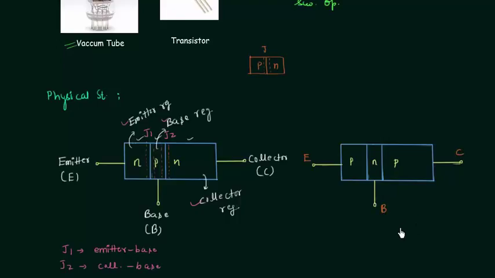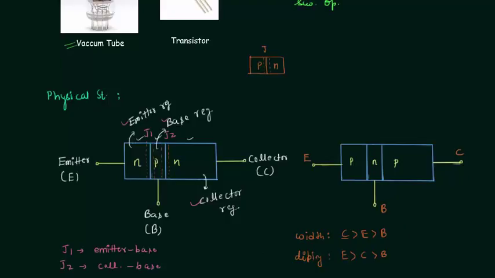Now I will compare the width of the 3 regions. Collector is having the maximum width, then we have emitter, and base is having the minimum width. Now I will compare the doping. Emitter is having the maximum level of doping, then we have collector, and base is having the minimum doping. Size or width of collector is maximum because it has to collect the electrons and heat is produced in it. So if width is more, better heat dissipation will be there.